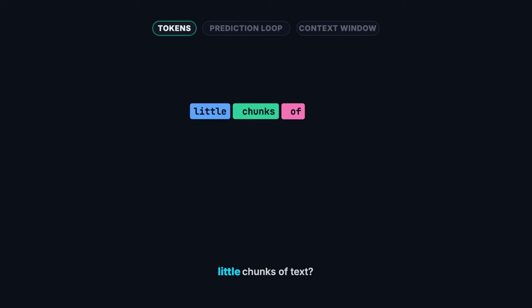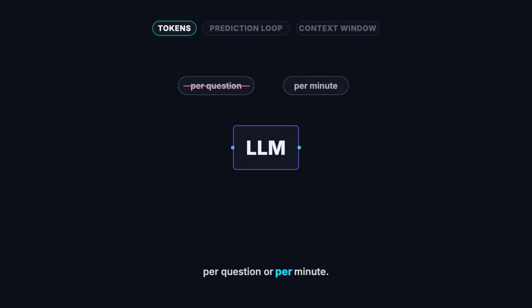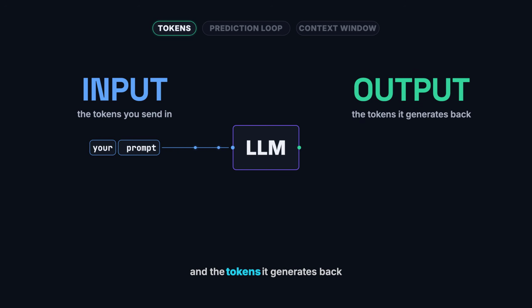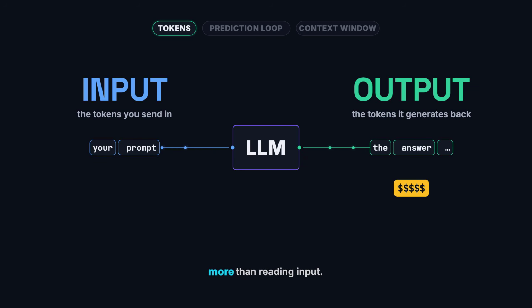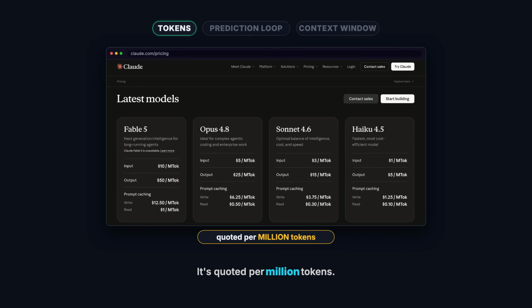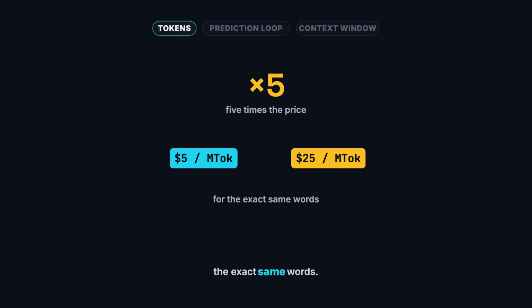So why should you care about little chunks of text? Because tokens are the unit of money. You don't pay a language model per question or per minute. You pay per token, both the tokens you send in and the tokens it generates back out. And generating output almost always costs more than reading input. Look at real pricing. It's quoted per million tokens. To generate 1,000,000 tokens, a cheaper model might charge around $5, while a top-tier model charges around $25. That's 5 times the price for the exact same words.